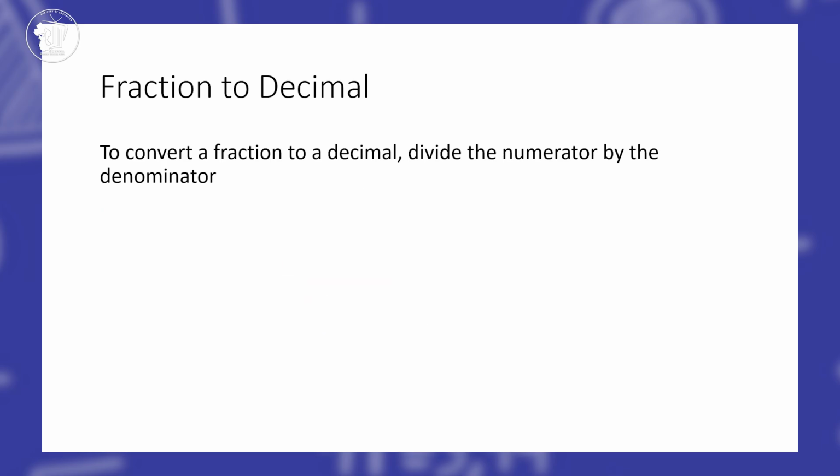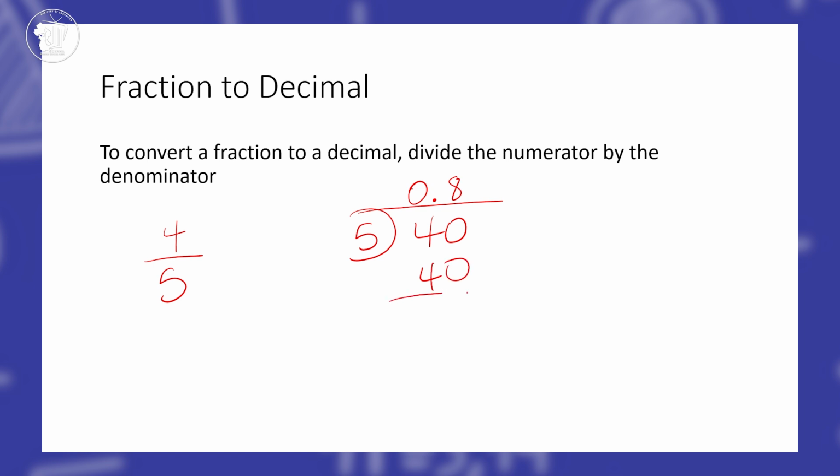Let's look at another one. Let's say we wanted to convert 4 over 5 to a decimal. Once again, we divide the numerator by the denominator. So this will be simply 4 divided by 5. And of course, 5 cannot go into 4, so this will be 0. So we put the decimal point now, and we add a 0 to continue. 5 can go into 40 8 times, and 5 times 8 would be 40, and so 40 subtract 40 will give you 0. So 4 over 5 to a decimal would simply be 0.8.